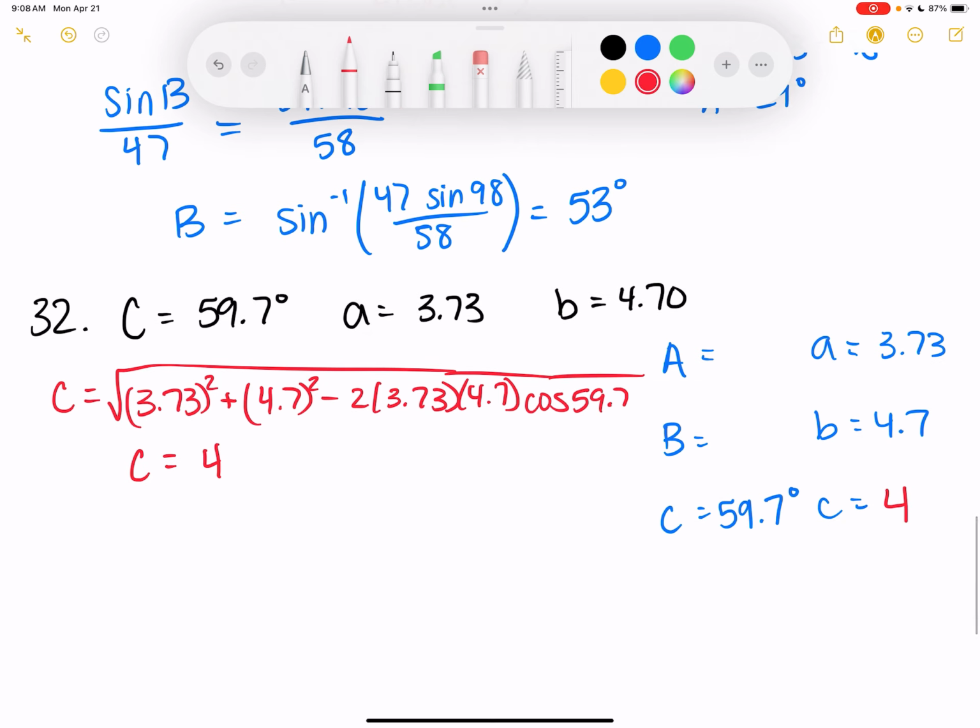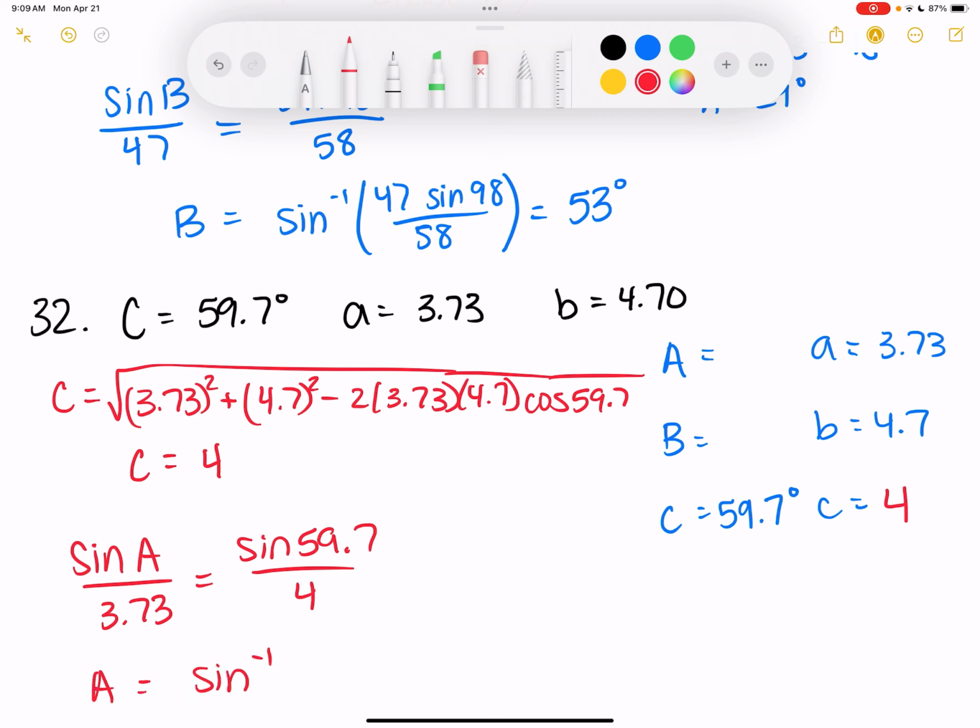So then side angle side, I'm going to solve for the smaller angle. So which one would that be? Yep, angle A. So sine of A over 3.73 equals the sine of 59.7 over 4. So A equals the inverse sine of 3.73 sine of 59.7 over 4.